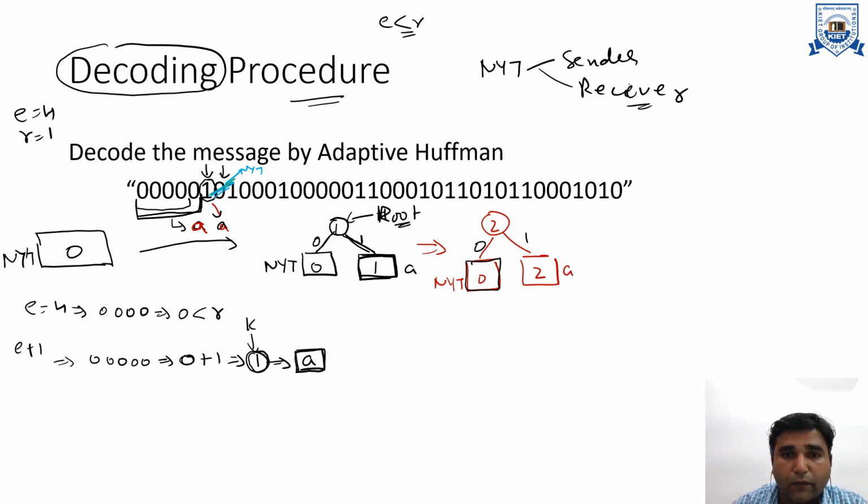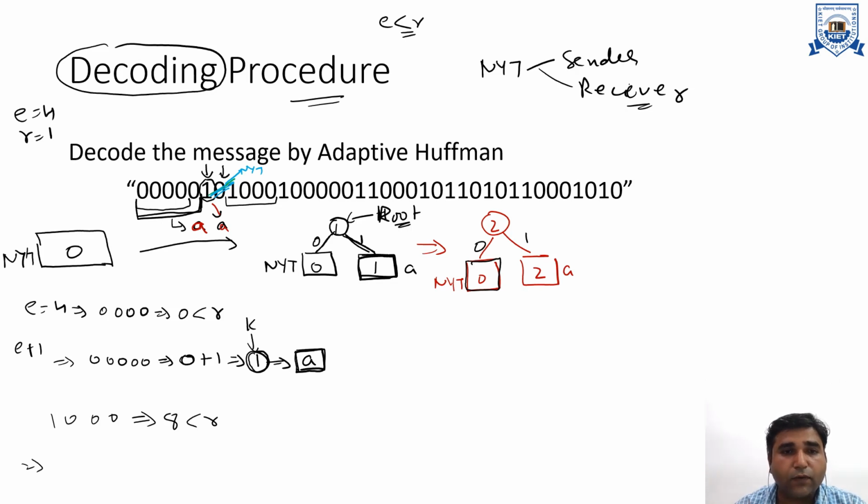Okay, now when there is a NYT, we have to read 4 bits because e equals 4, so we have to read 4 bits, and these 4 bits are 1 0 0 0. Okay, so by converting these 4 bits, which are represented in binary form, we get 1000 as 8. Okay, and 8 is less than r.